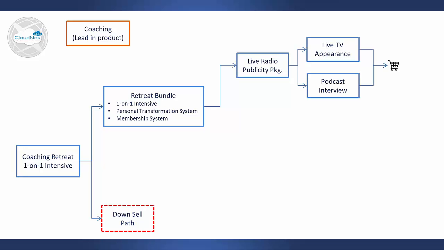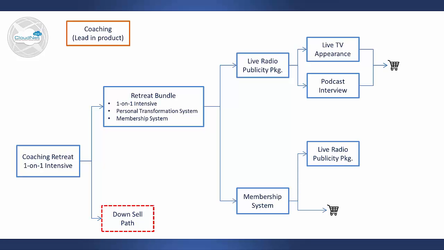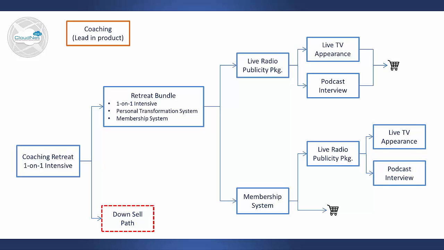But stepping back to the retreat bundle, if the person would have declined that offer, I would have downsold them into just buying my membership system. And if they decline the membership system downsell, I'll simply route them to the checkout page so that they can complete the order for the original products. But if they accept it, I'm again going to give them my live radio publicity package upsell. And if they accept that, I'll put them into the live TV appearance, or I'll downsell into the podcast interview if they reject my live radio publicity package.